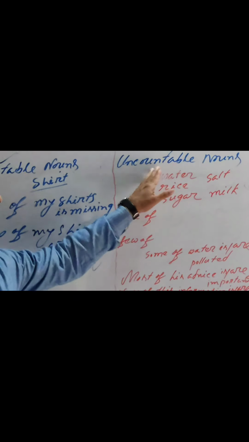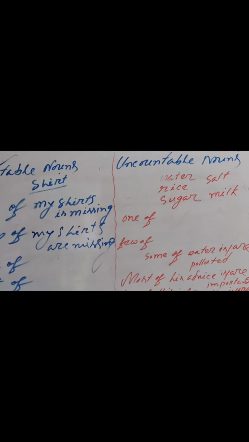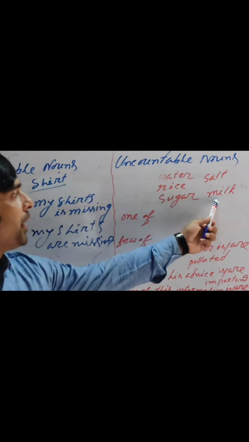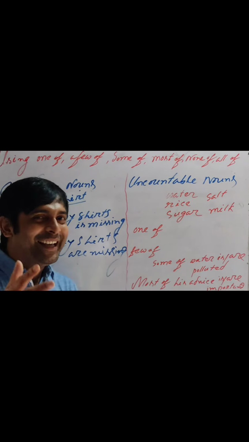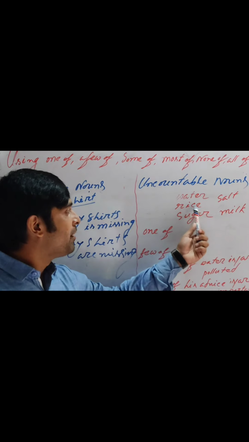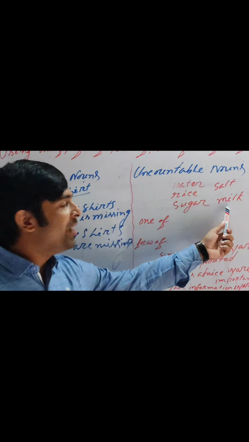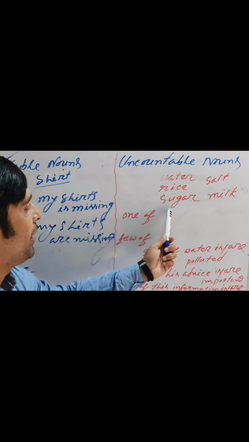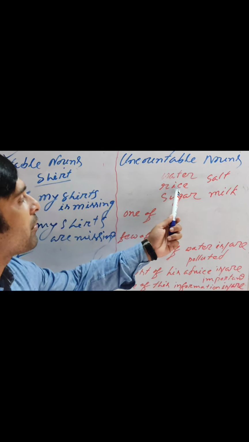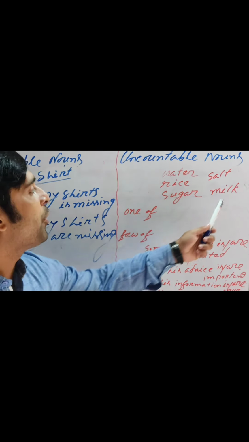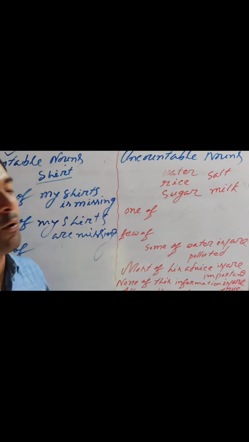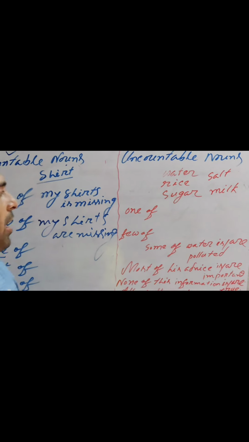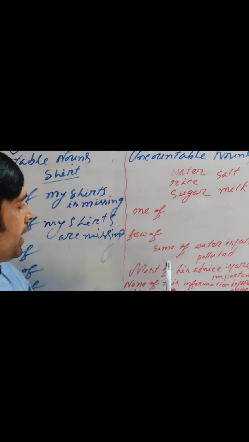There is another thing, that is the uncountable noun. How do we apply that? There is water, there is rice, there is sugar, there is milk, there is salt. Of course those are uncountable nouns. Is it countable? You can think for yourself. Water, rice, sugar, salt, milk: of course they're uncountable. Water is an uncountable noun, rice is, sugar is, milk is, salt is. There are so many things which are uncountable.